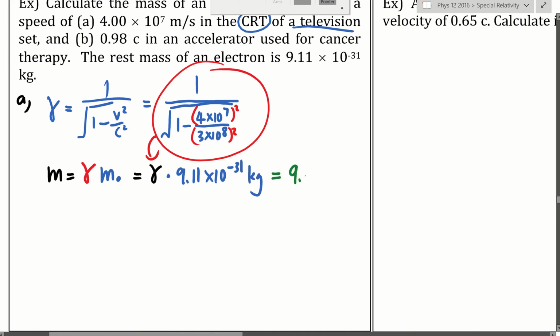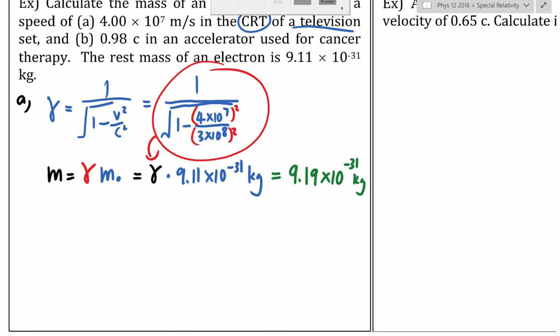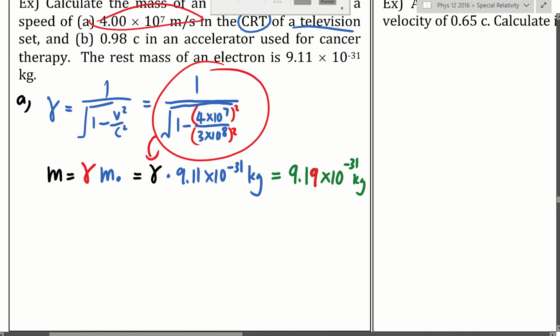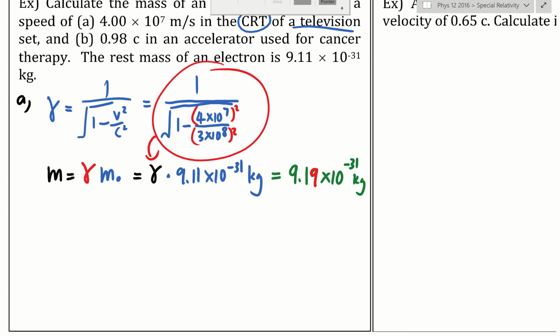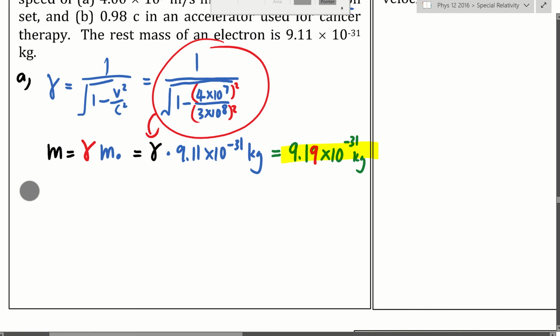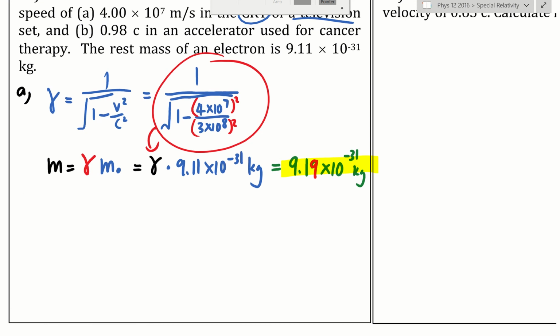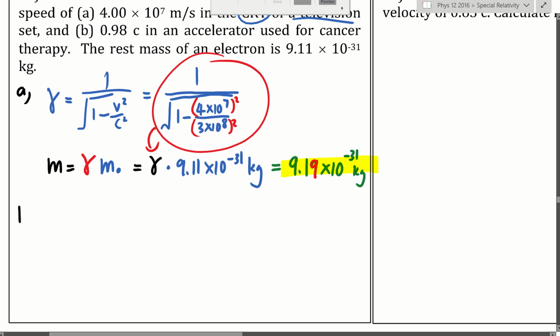Okay. Now, that is going to be increased slightly. That really isn't moving that fast, right? So it goes from 9.11 to 9.19. 4 times 10 to the 7 is about 12% of the speed of light. So at 12% of the speed of light, your mass increased from 9.11 to 9.19, so not that much of an increase, right?